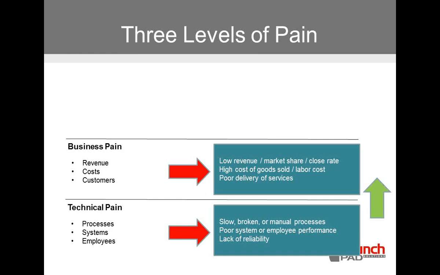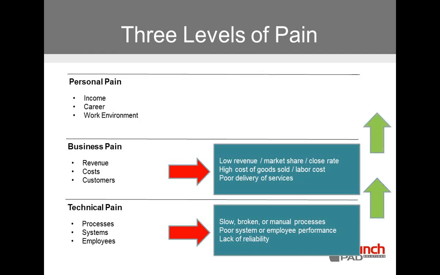So if we have a website that's going down frequently, that's a technical pain. Our server might be unreliable, and that causes us business pain because that's providing poor delivery of our services. Our current customers aren't able to access their information. Our prospects can't process their orders, so that's a poor delivery of services, and that causes us a negative impact in the area of revenue and so on. So it doesn't stop there, unfortunately.